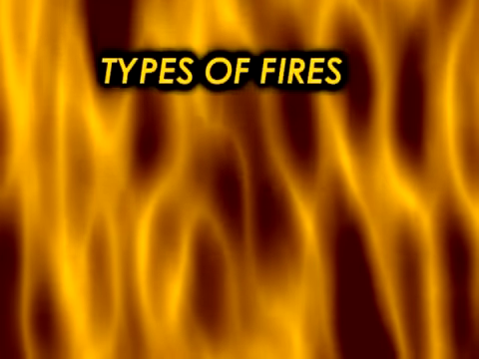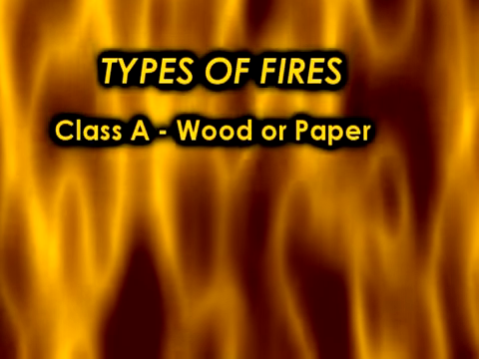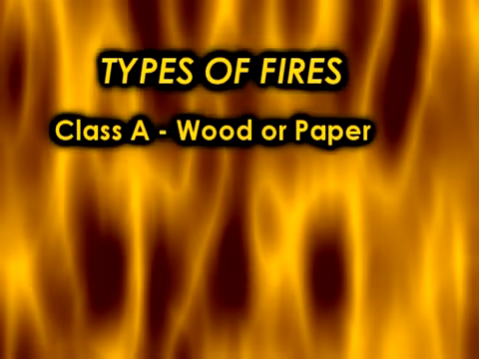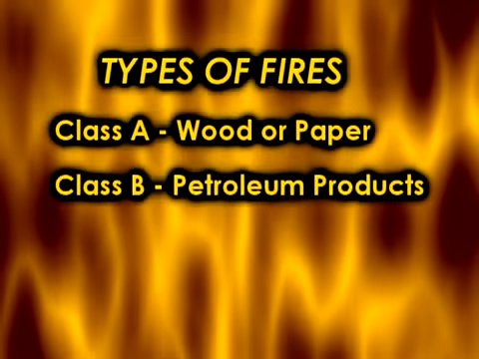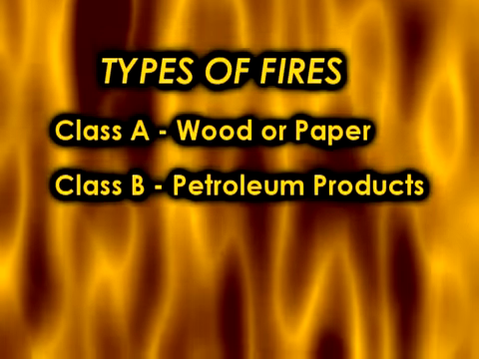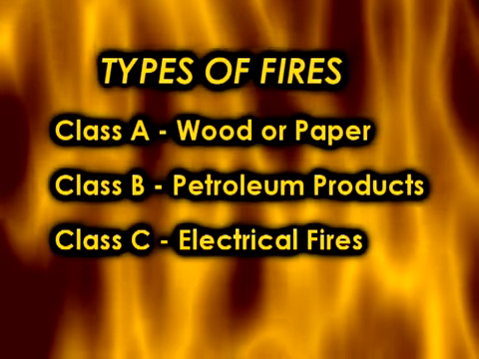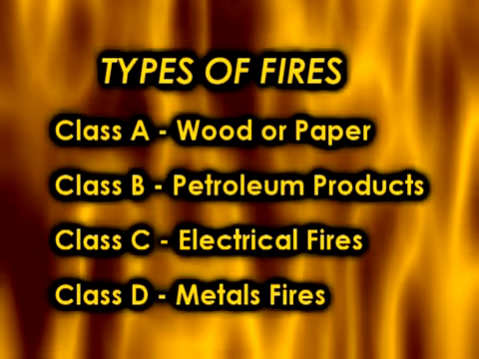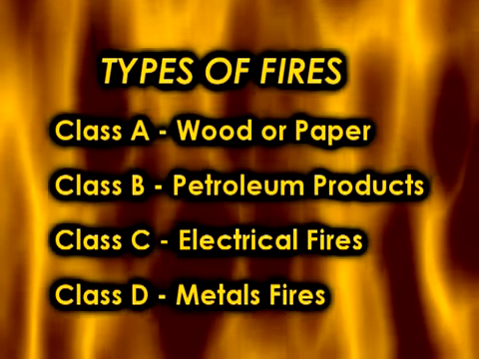There are 4 main types of fires. Class A, for ordinary combustibles like wood or paper. Class B, for flammable liquids like petroleum products and solvents. Class C, for electrical fires. And Class D, for metals fires.